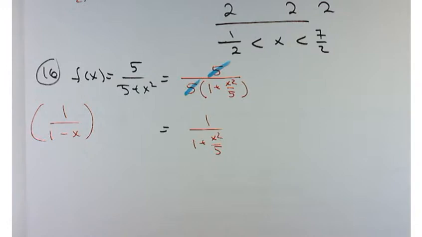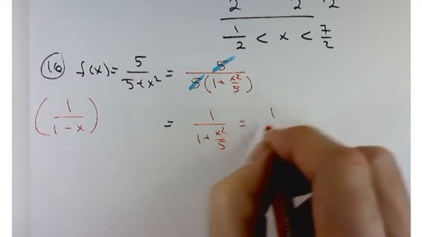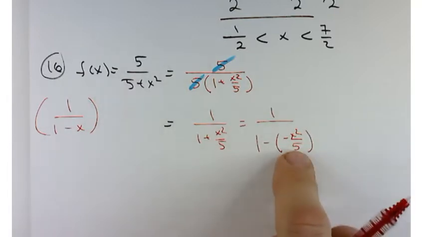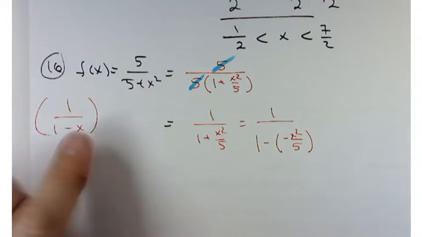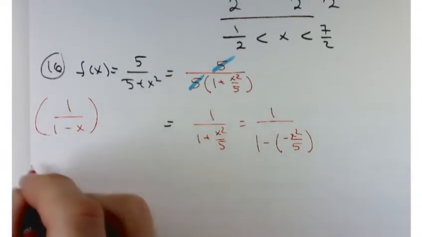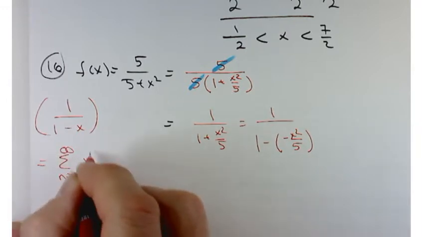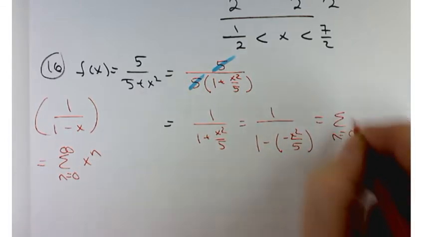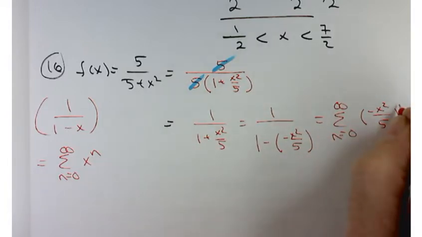Yeah, you got to change the denominator to a minus. Now, I can't just change it to a minus. I'll do minus the opposite. So it's going to be 1 over (1 minus negative x squared over 5). That becomes my x in this formula, that whole thing. Now remember, this is the sum from n equals 0 to infinity of x to the n. So this is going to become the sum from n equals 0 to infinity of (negative x squared over 5) to the n.